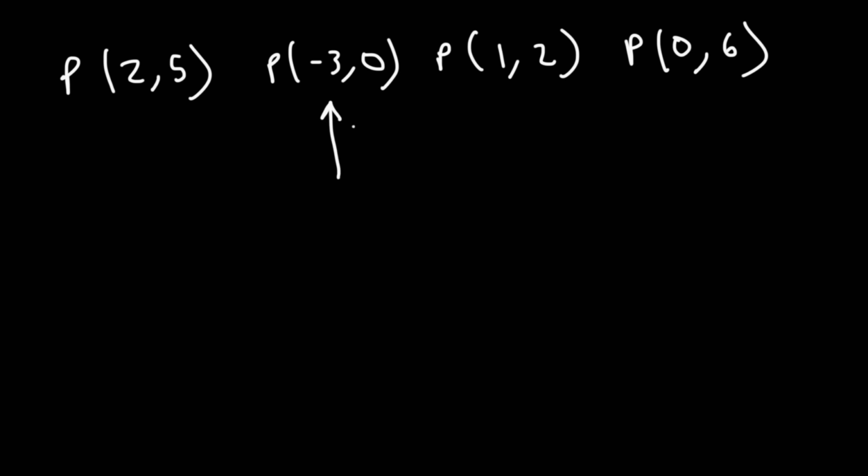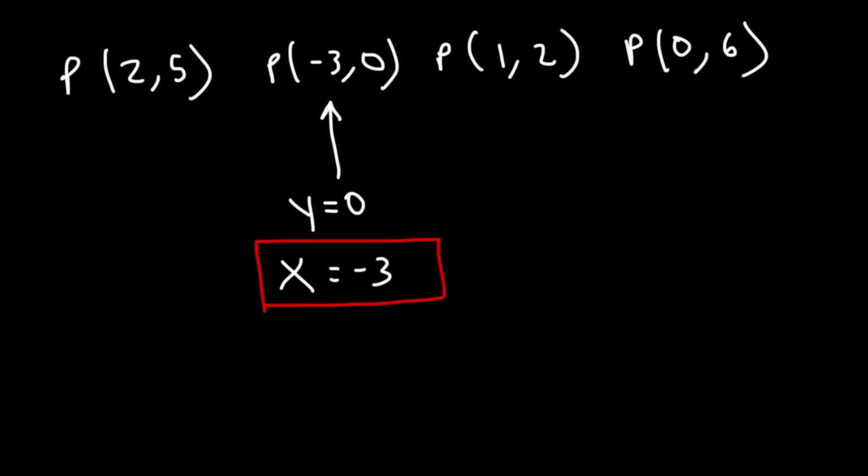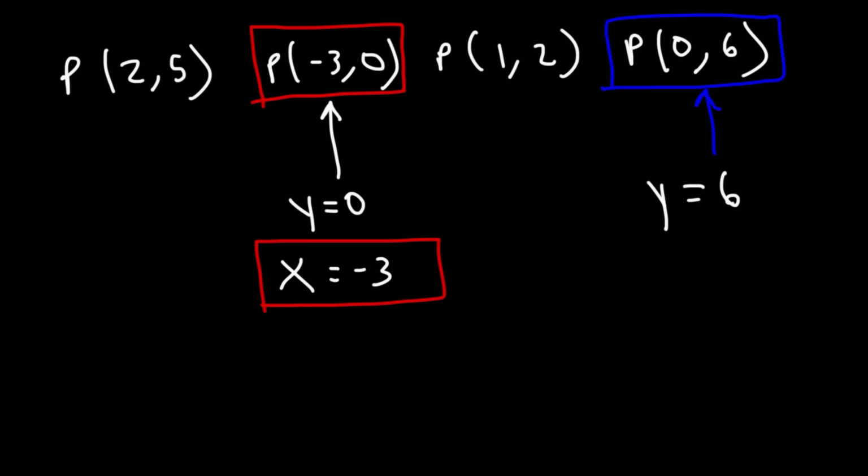So this point here has a y value of 0. Therefore, that point represents the x-intercept. The x-intercept is specifically the x-coordinate of that point. So the x-intercept, we could say it's x equals -3. But you can also say that the x-intercept is the point -3, 0. You can describe it both ways. The y-intercept is the point where x is 0. So this would be the y-intercept. Now you can say the y-intercept is y equals 6, or you can say it's b equals 6.